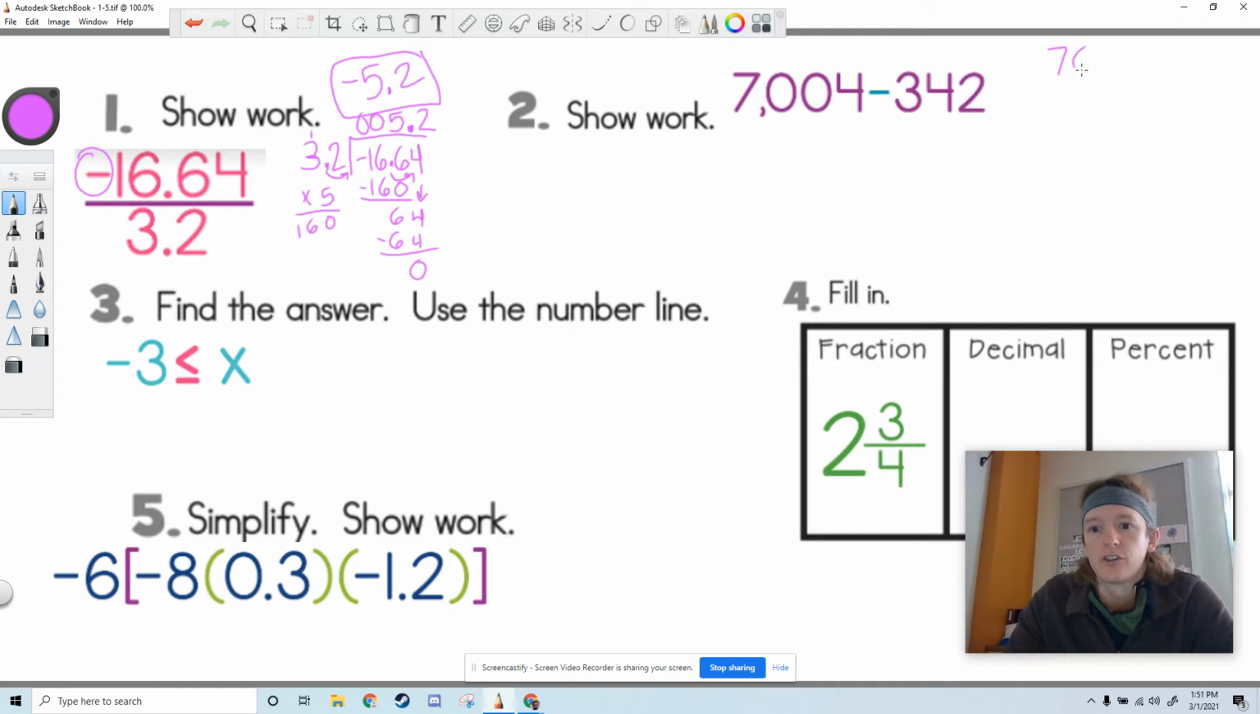For this one, I'd like you to show me 7,004 minus 342. Show me your work, please.